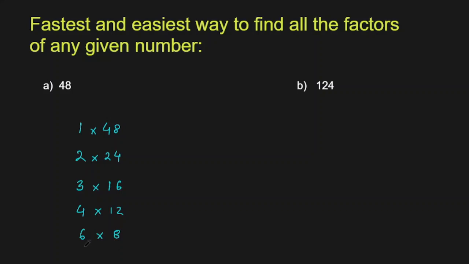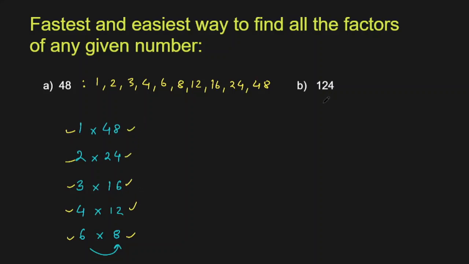Next number after 6 is 7. No, it doesn't go with 7. And then after 7 is 8. We already have the 8 over here. So okay, that's it. So all the factors of 48 are 1, 2, 3, 4, 6, 8, 12, 16, 24, and 48. You can see all these are the factors. 1, 2, 3, 4, 6. After 6 we have to go here. 8, 12, 16, 24, 48.